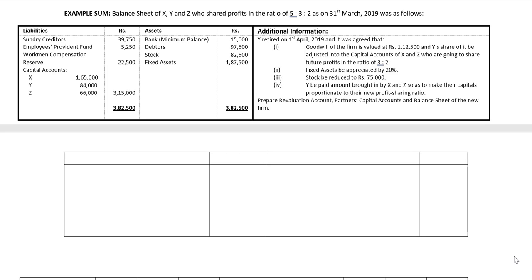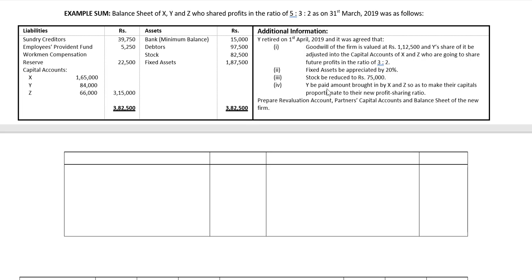Example sum. Balance sheet of X, Y, and Z who shared profits in the ratio of 5:3:2 as on 31st March 2019 was as follows. To the left of the screen, we have the balance sheet given. On the right, additional information. Y retired on 1st April 2019, and it was agreed that first point, goodwill of the firm is valued at rupees 1,12,500 and Y's share of it be adjusted into the capital accounts of X and Z who are going to share future profits in the ratio of 3:2.